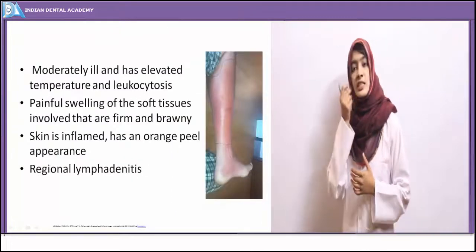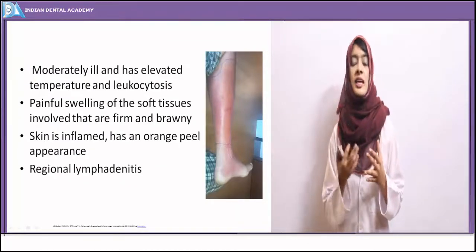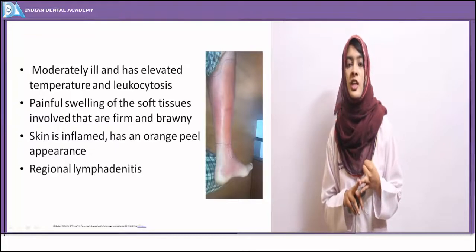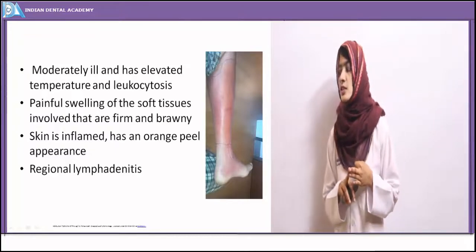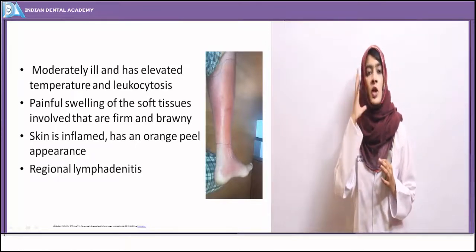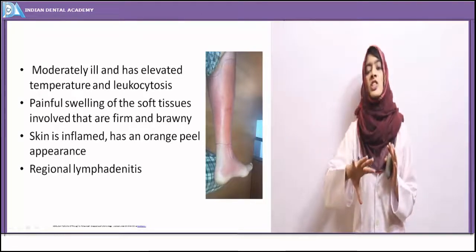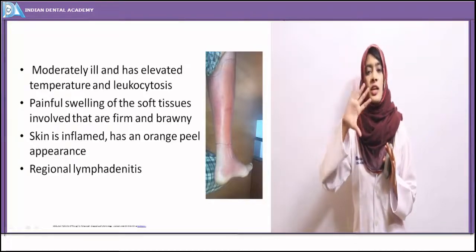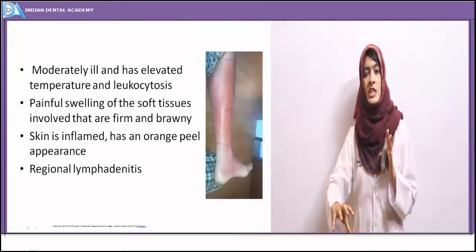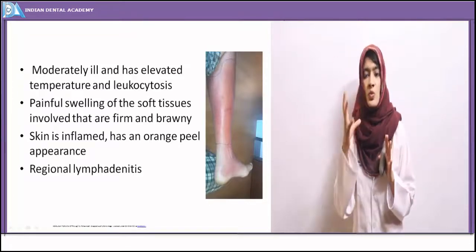Okay. So when cellulitis is occurring involving the head and neck region, the patient appears to be moderately ill. He has elevated body temperature, and the temperature of the skin is elevated. He has symptoms of fever and moderate leukocytosis, and whatever tissues are involved show a painful swelling. Because of inflammation, the skin appears to be stretched, and if the inflammation is involving the superficial tissues, it gives an orange peel appearance. That is, the skin is stretched and shiny, and if the inflammation is involving the deeper tissues, the superficial tissues may be of normal color, but they manifest swelling and pain in that particular region.